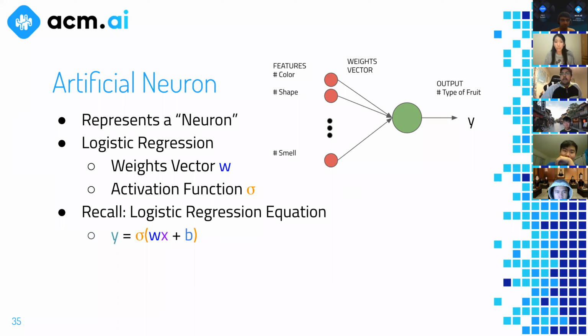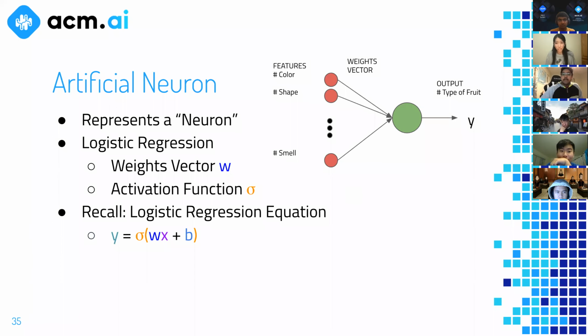And then on top of that, we also have our activation function, which helps activate neurons based on a certain threshold if they are able to cross it. So that's essentially what an artificial neuron is.